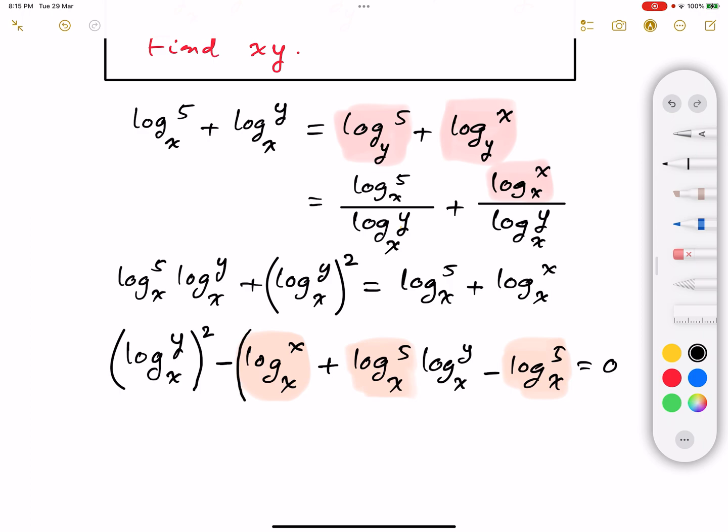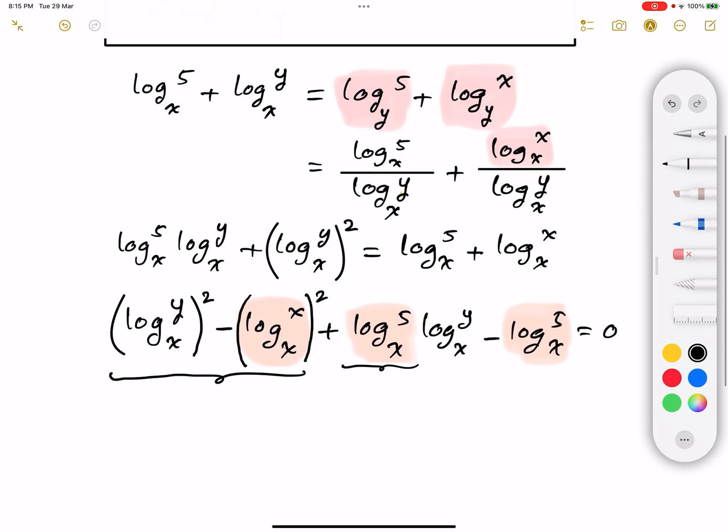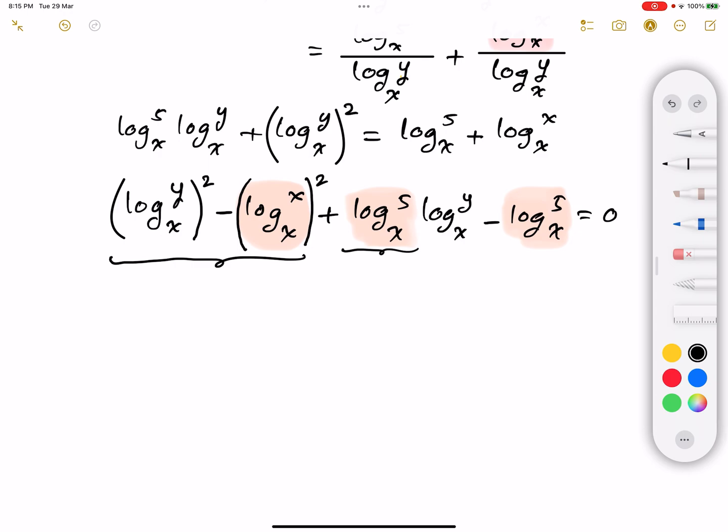Because we want to benefit from the fact that we have here a difference of 2 squares, which is basically this term and this term. This is a difference of 2 squares, so we can factorize that using the difference of 2 squares. And we can take this as a common factor. So let's do that.